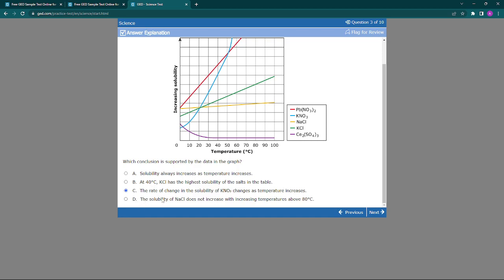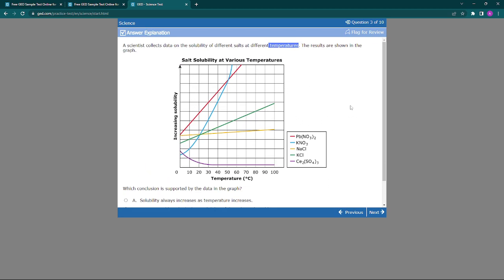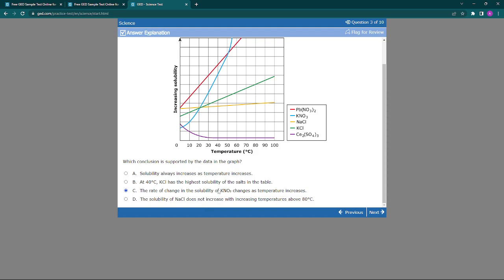But let's double check this one to make sure if this isn't more correct. The solubility of NaCl, which I believe is sodium chloride, or just basic table salt, does not increase with increasing temperatures above 80 degrees. So we look at NaCl at 80. It does increase barely, but it does. So as the temperatures get higher, there is still some yield. So we confirm that it's C, at least going through that.